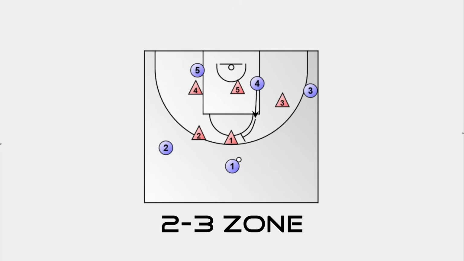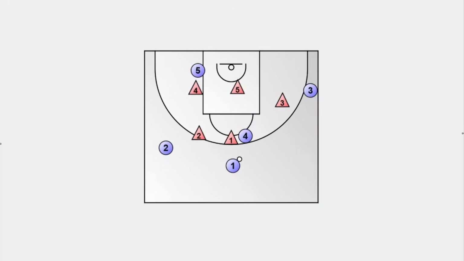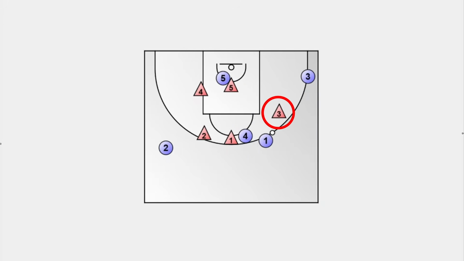Let's take a look at this example. The high post steps out to set an on-ball screen. Now the ball handler goes right off the screen and gets another defender to step up. This creates a huge space for the player in corner 3, either to take an open shot or to backdoor cut to the rim for a layup.